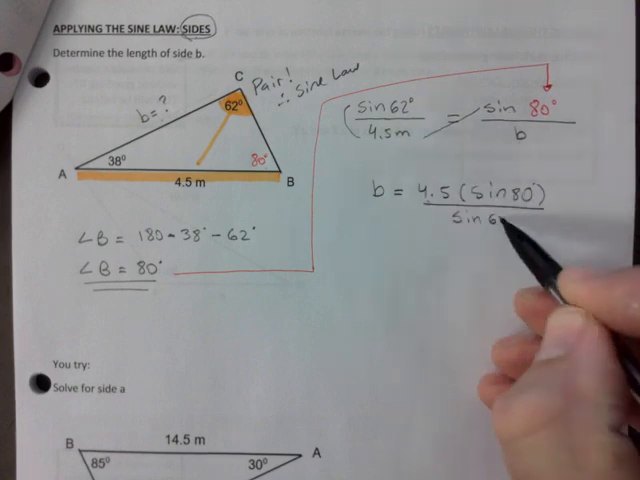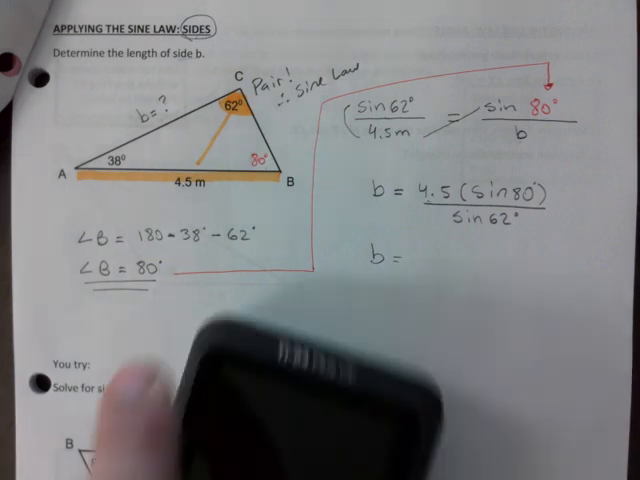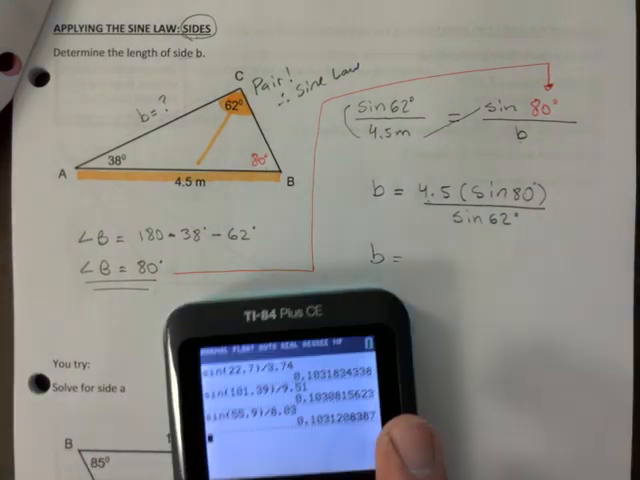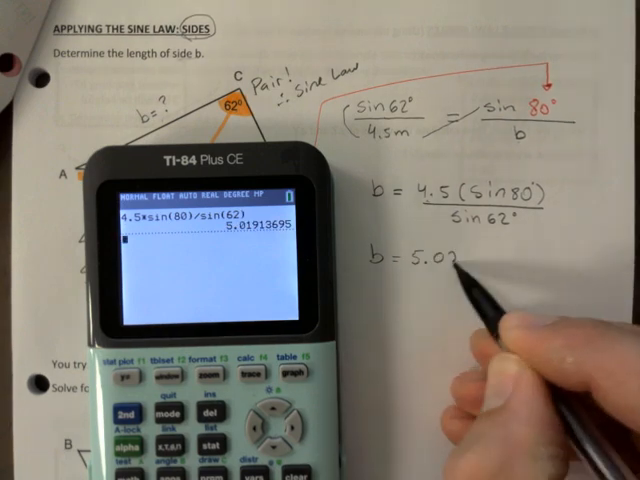So grab your calculator and make sure you know how to type this in. 4.5 times sine of 80, close the bracket, divided by sine of 62, close bracket. And that is 5.02, and we are in meters. That's your final answer.